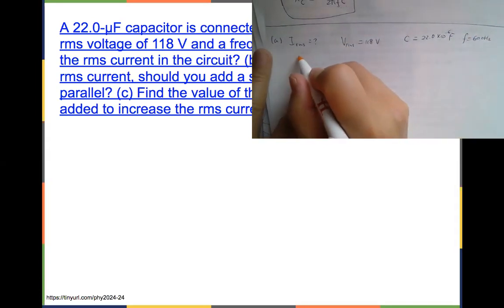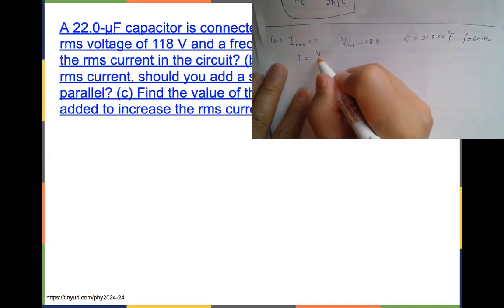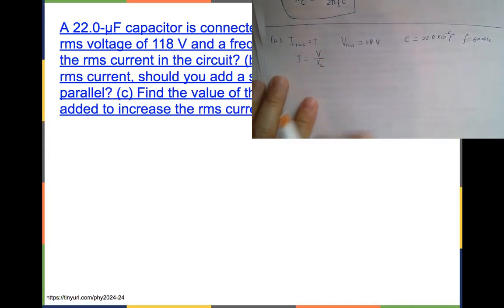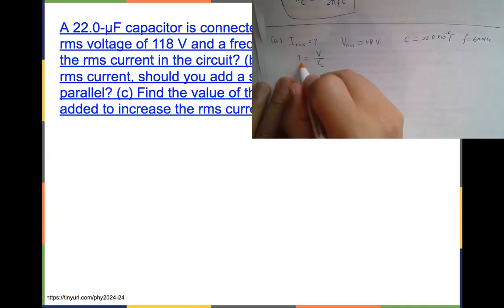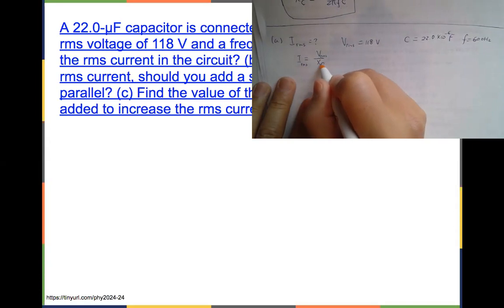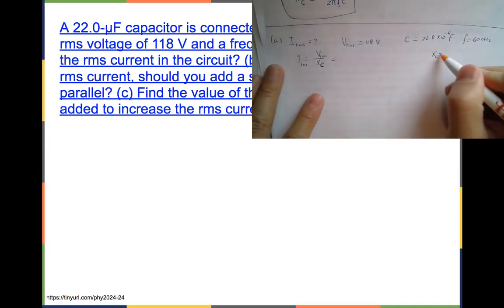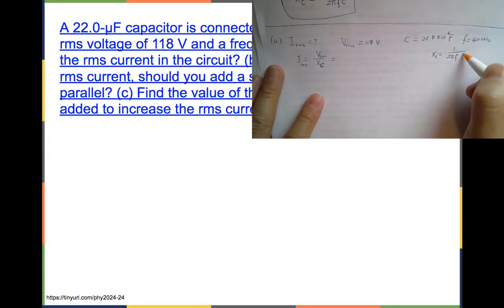Now for the current, for a capacitor, it's going to be equal to V divided by X. So for the current, normal quantity is equal to normal quantity. But if you are looking for RMS current, then you do RMS voltage divided by the reactance, and for a capacitor that's X sub C. And X sub C, if you check the previous slide, is equal to 1 over 2 pi F times C, all right?